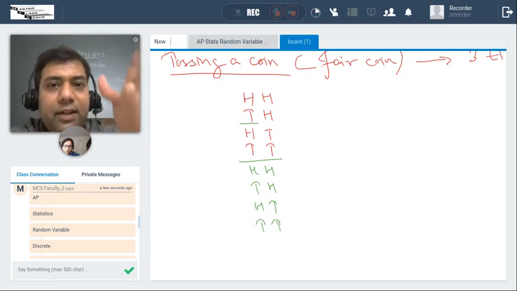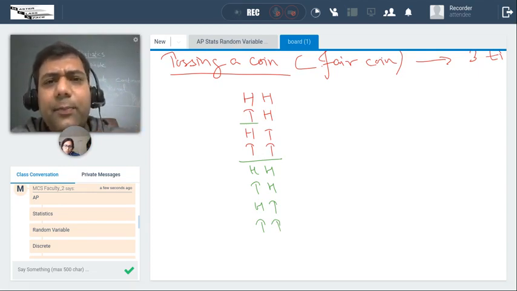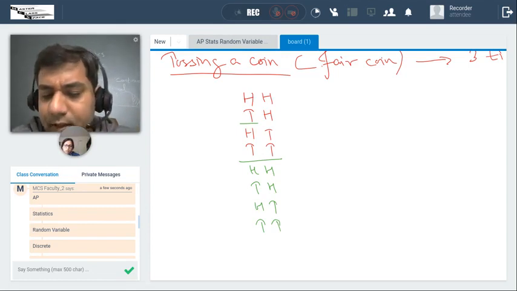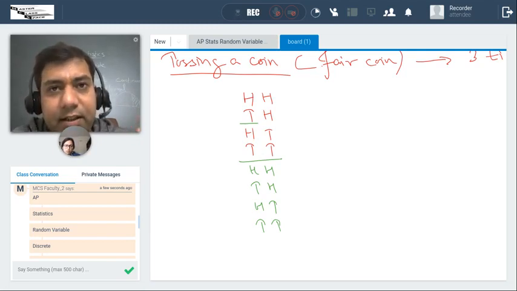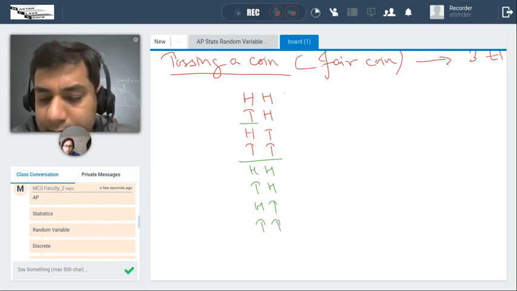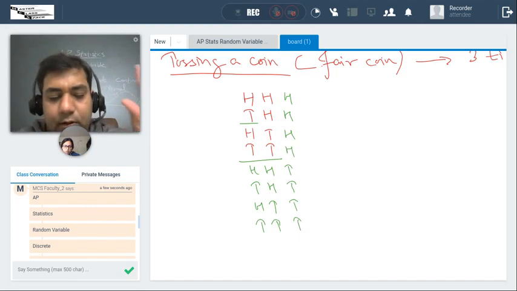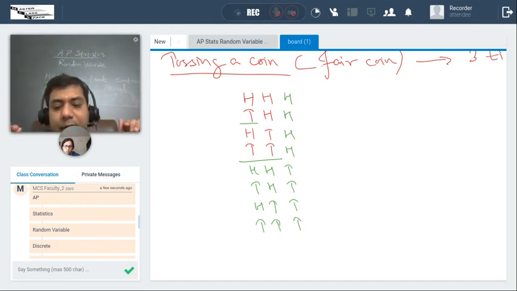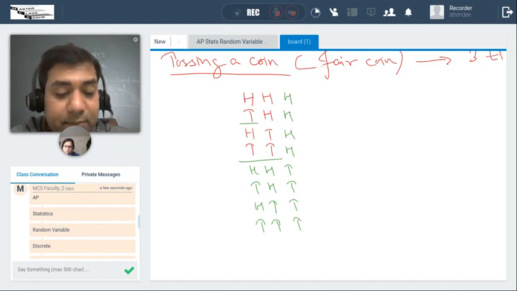Now, because I am tossing for the third time, I am telling you just a way of writing the possible outcomes. For the top half, I will write H. For the bottom half, I will write T. H, H, H, H, T, T, T, T. Now, do you get it? This is how I am writing so that I am not missing any sample space. So this is called sample space basically.